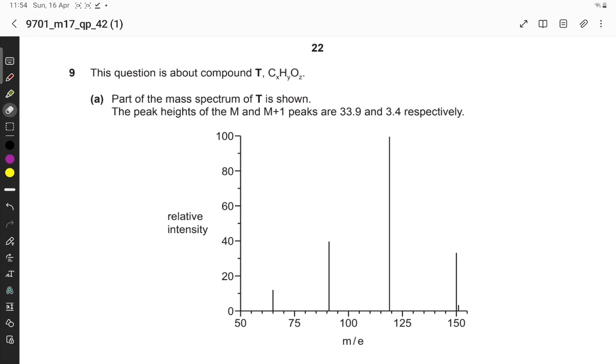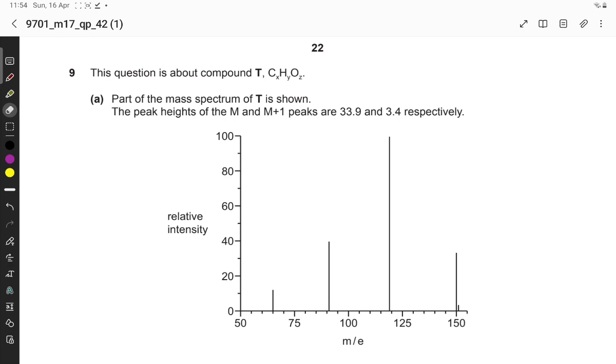Today I will discuss some past paper questions of mass spectrometry for AS level. You know that this topic is recently added from this year in the AS levels. So this is a question from paper 4, because previously it was in paper 2, the A level syllabus, A2 syllabus.